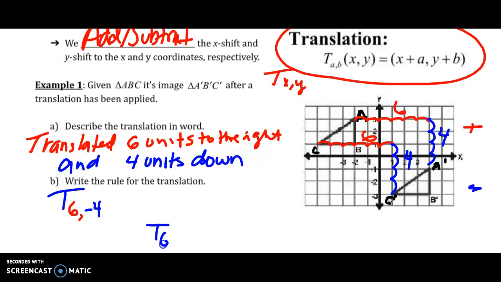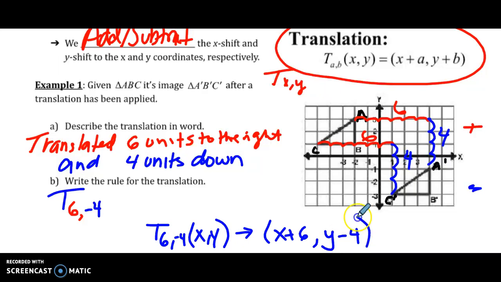So T, 6, negative 4 on XY is the same as X plus 6, comma, Y minus 4. Right, so we're applying this shift on XY, and we're kind of explaining what it means. Most people prefer to do this or write it in words.